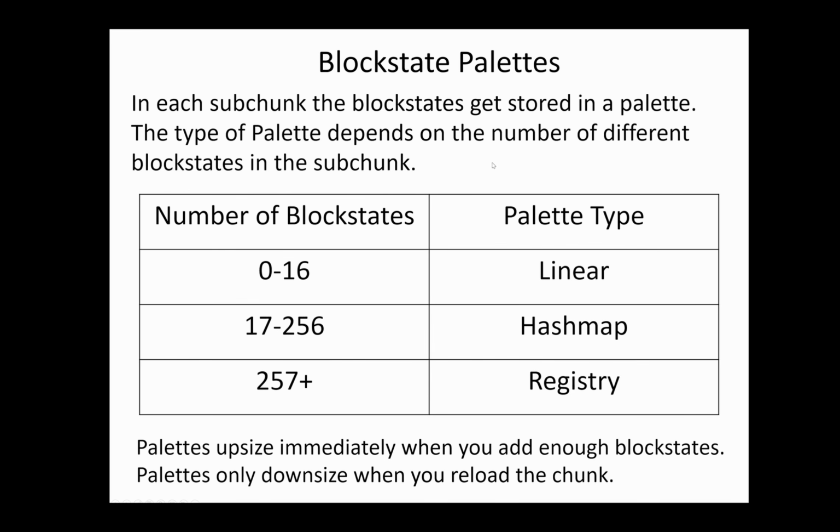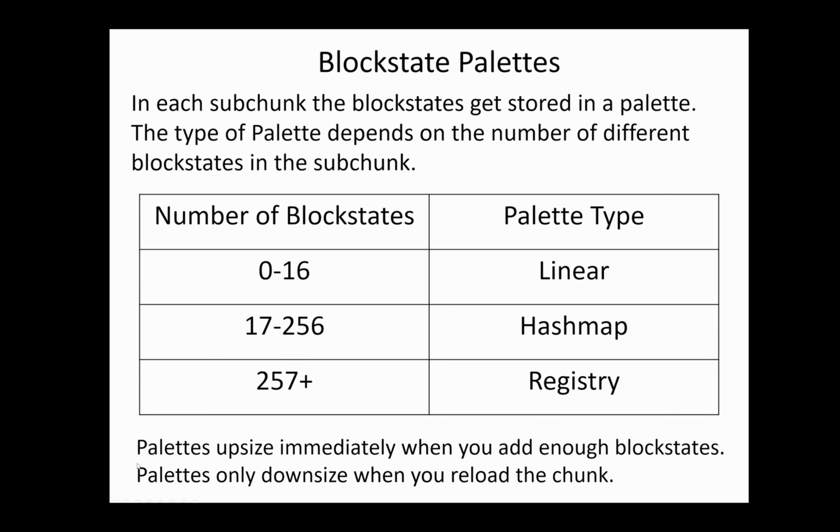So now we need to talk a bit more about the block state palettes, because in each subchunk block states get stored in a so-called palette, and the type of palette actually depends on the number of different block states in the subchunk. So when we have between 0 and 16 block states, we have a linear palette type, which isn't that important for us. And between 17 and 256 block states, we have the Hashmap palette. And when we have more than 256, we have the registry palette.